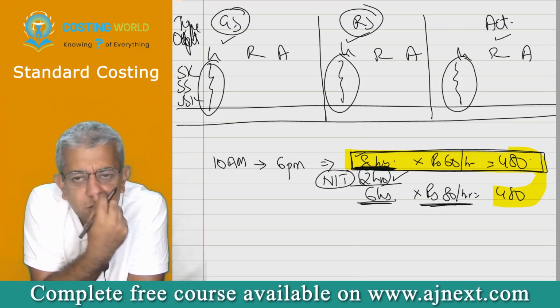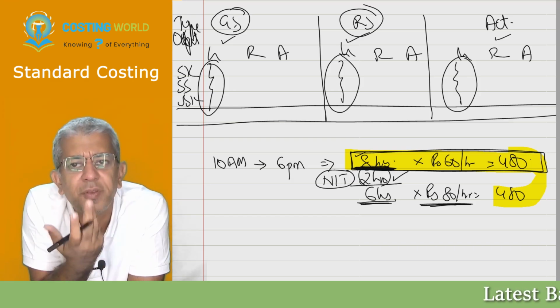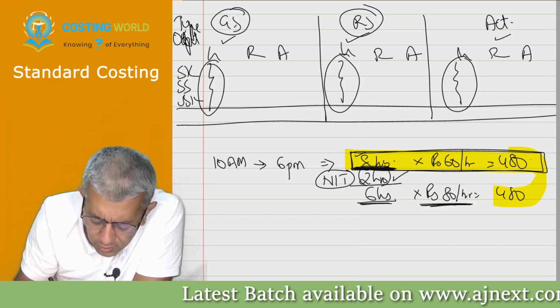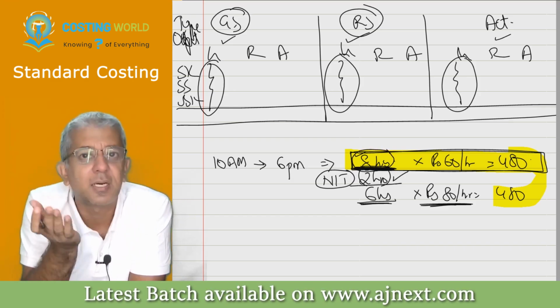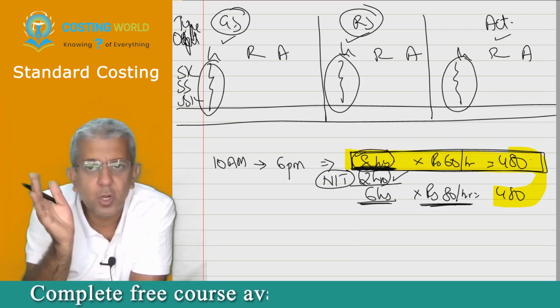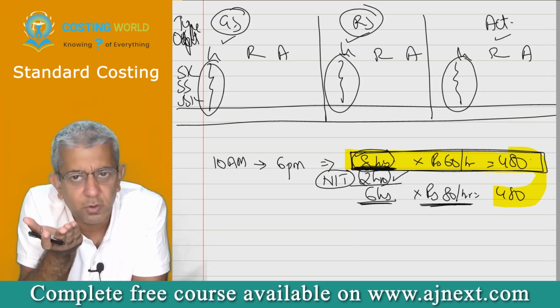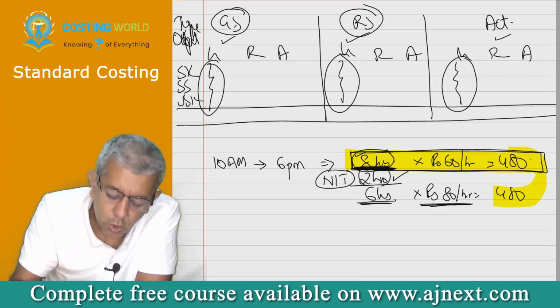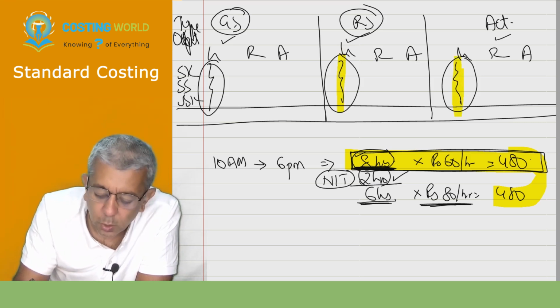That's very obvious. Why? Because workers are going to get paid for 8 hours, so the 8 hours include normal idle time. Therefore, all the hours in whatever 2 or 3 labor questions you have done include normal idle time.